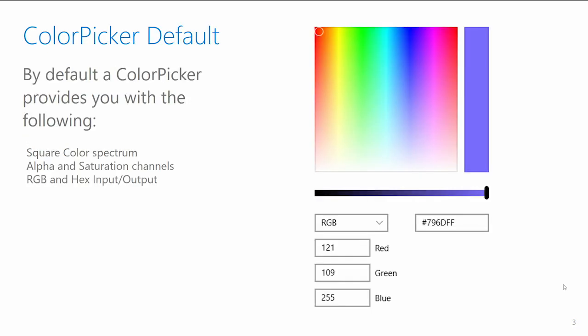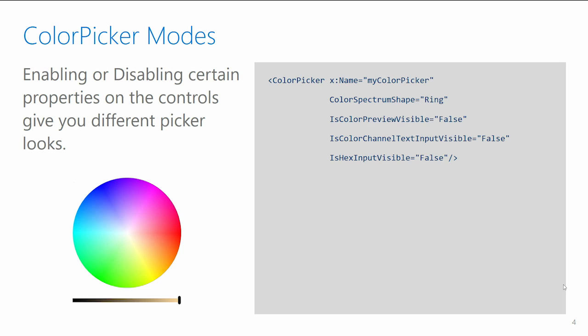By default, a color picker looks like this, meaning that it gives you pretty much every control you could want. A color spectrum square, a slider for saturation, opacities, values, hex values, everything you could want in a very detailed custom slider. If you want to simplify this, it's very easy.